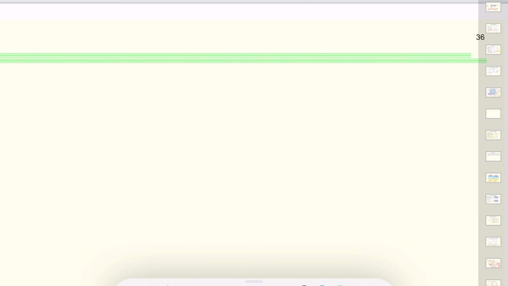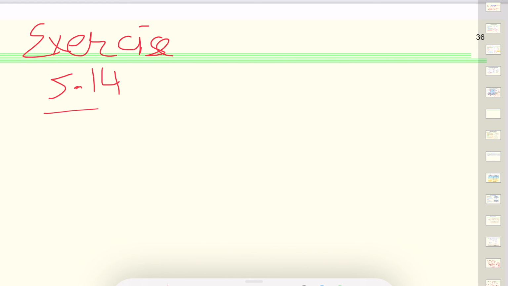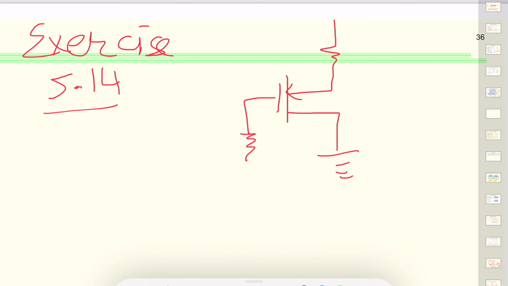Let's look at another problem. This is exercise 5.14. A simple transistor circuit is given. Here it is PMOS. The direction of the arrow tells us it's a PMOS. There's a resistance on the drain side, and there is a 1.8 volt power supply. So the question is find R.